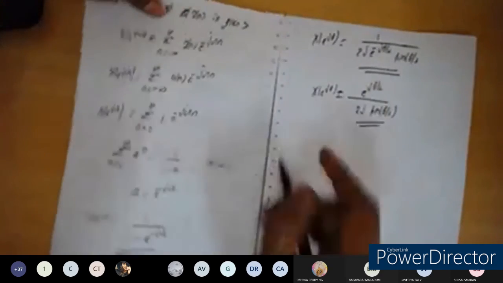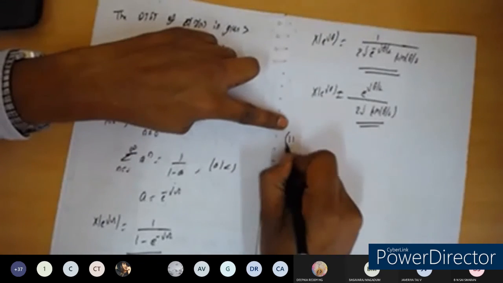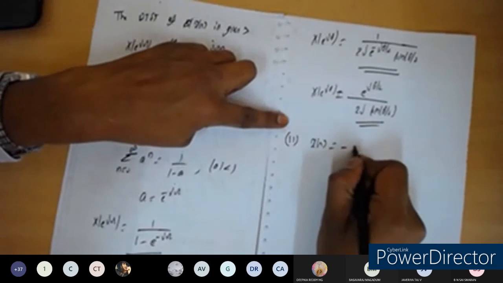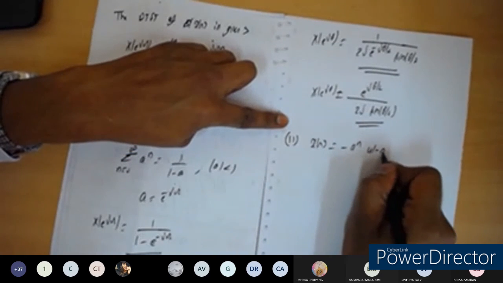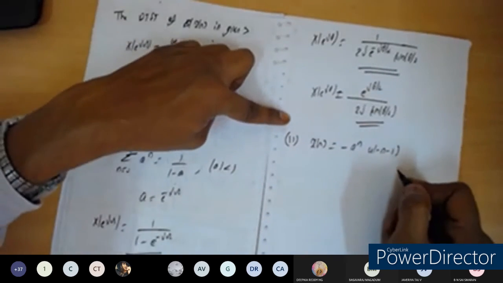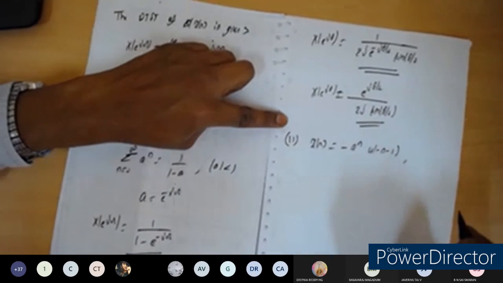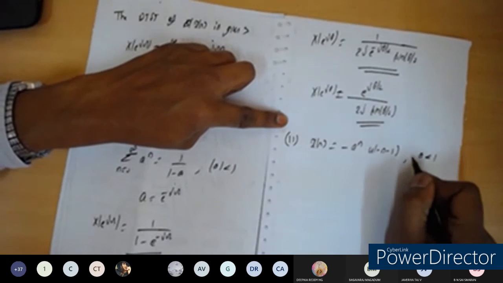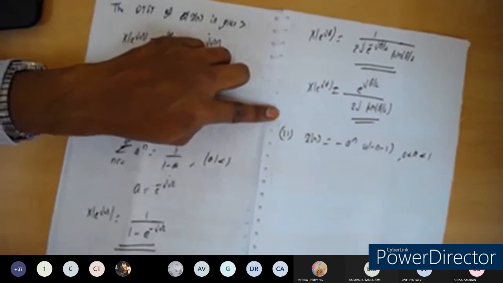So take problem number 11. x of n is equal to minus a to the power of n into u of minus n minus 1. Here a can take a value less than 1, that is 0 is less than a is less than 1.